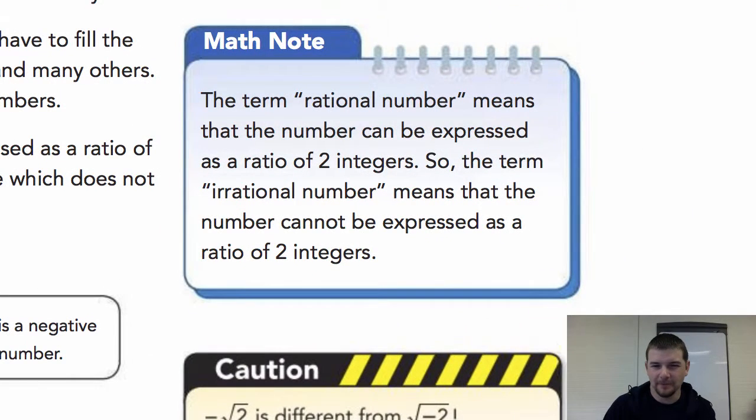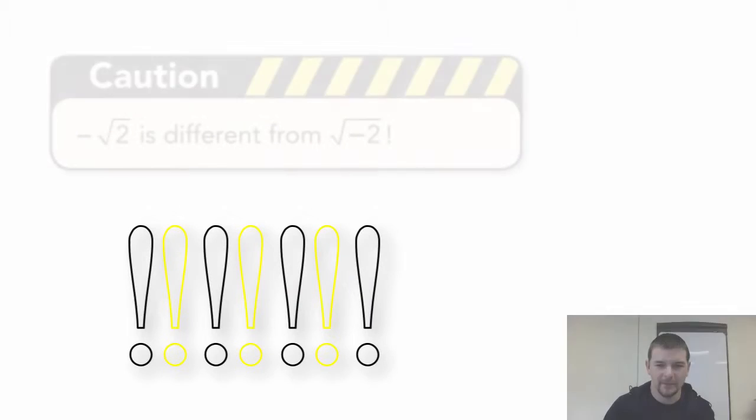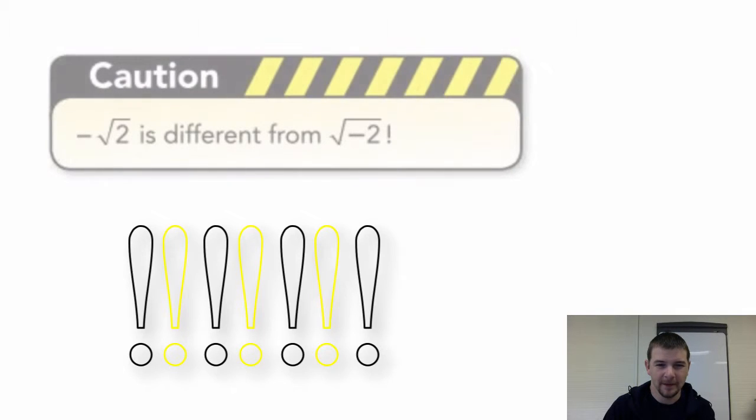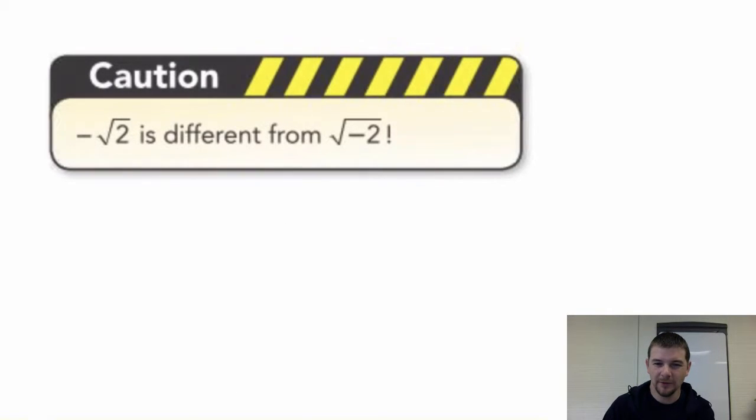Check out the math note here on the right-hand side. The term rational number means that the number can be expressed as a ratio of two integers. So the term irrational number means that the number cannot be expressed as a ratio of two integers. Oh, and I like this caution statement here. The negative square root of 2 is different from the square root of negative 2.